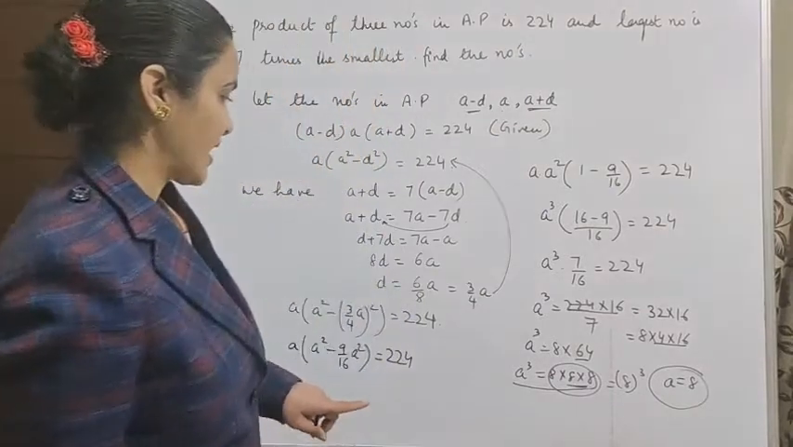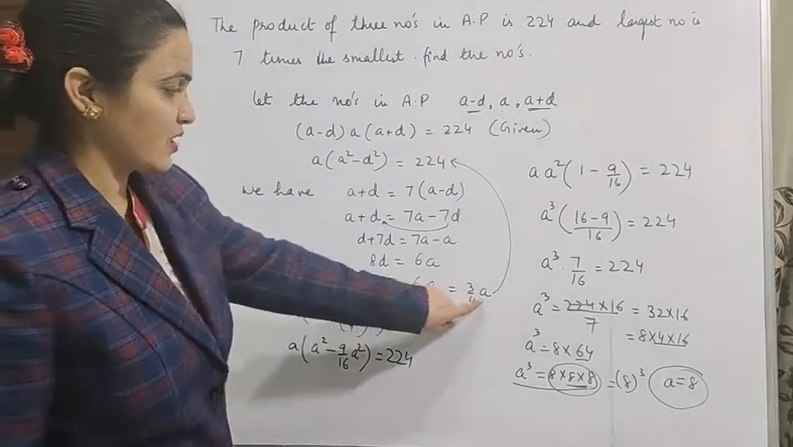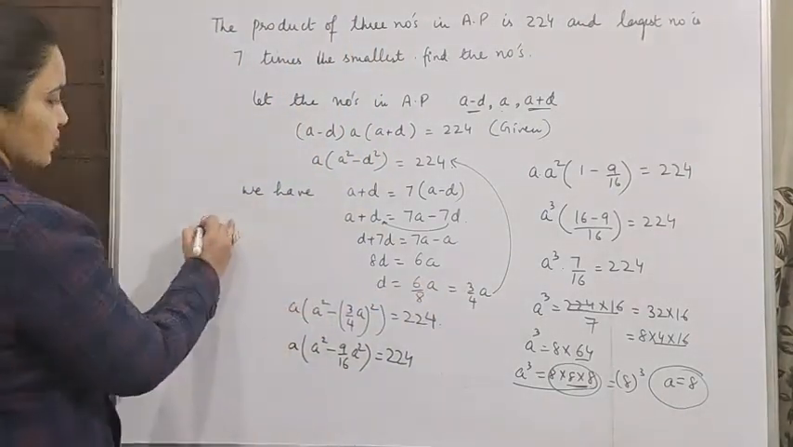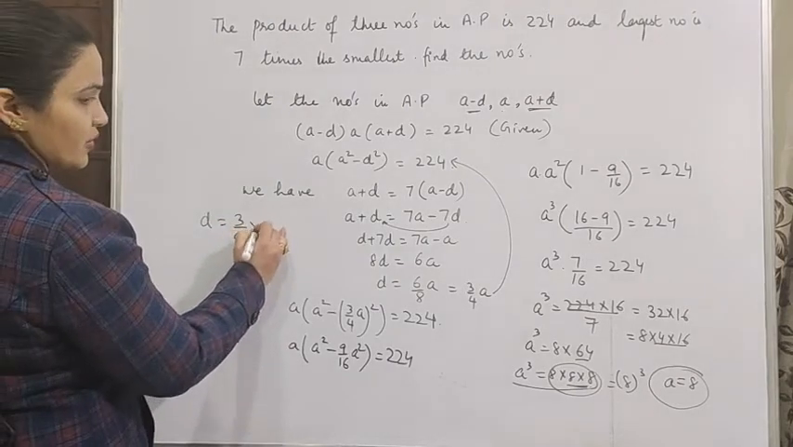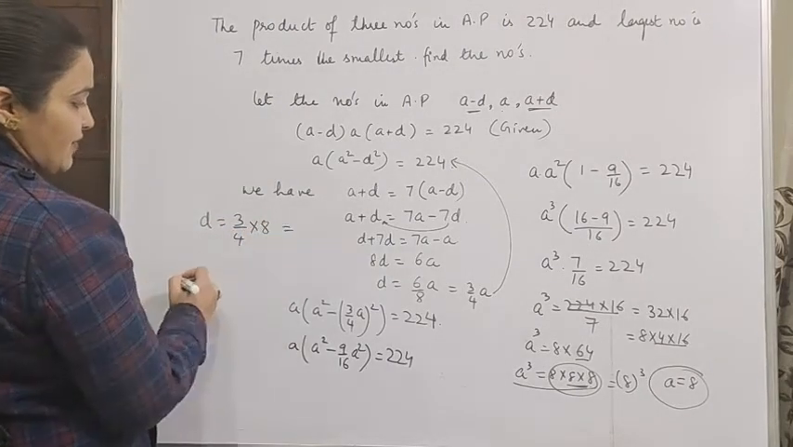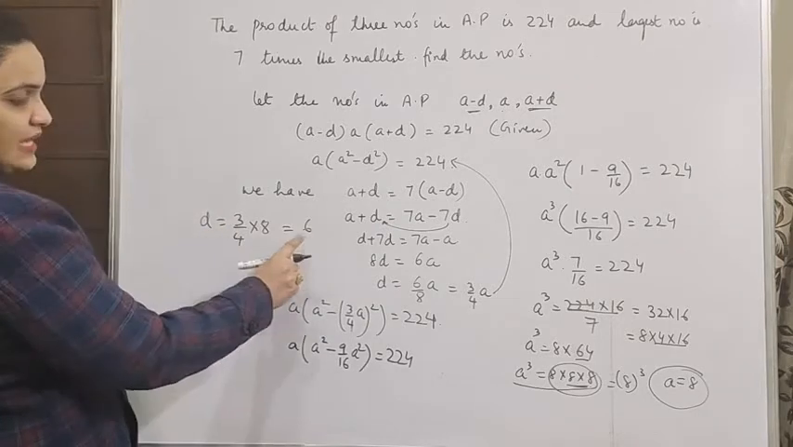So we have a = 8. Put the value of a here, and we will get the value of d. So d is equal to 3/4 into 8, so we have d as 6.